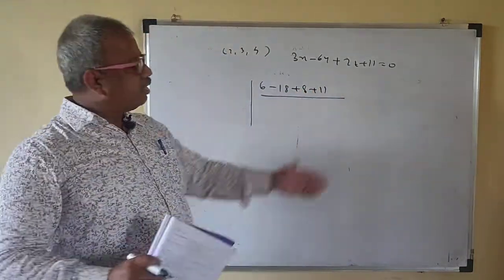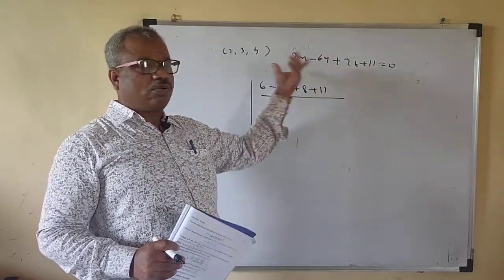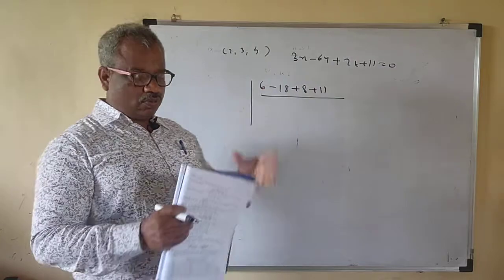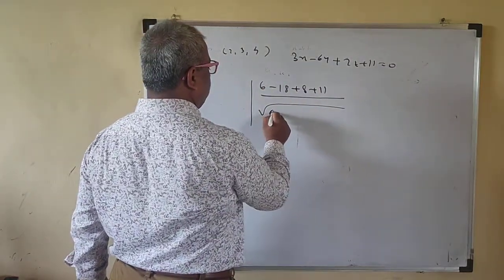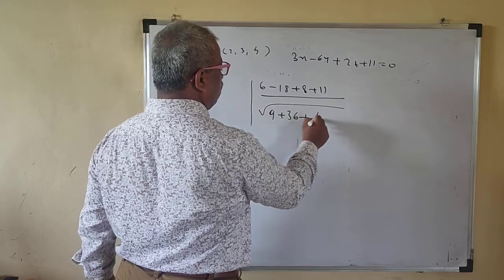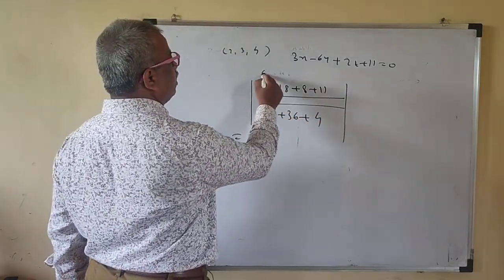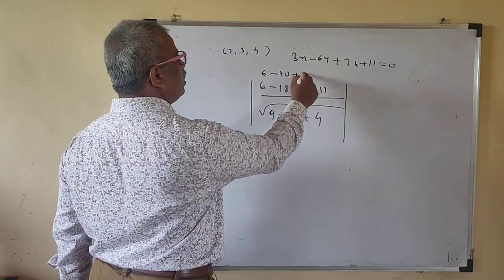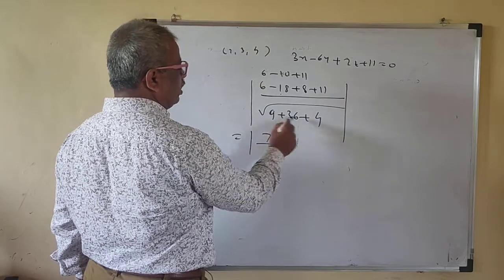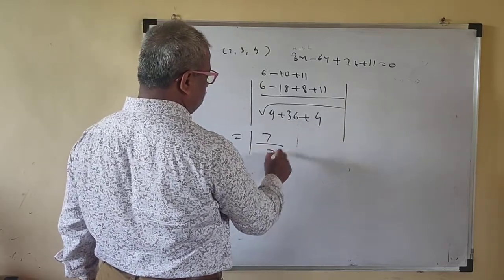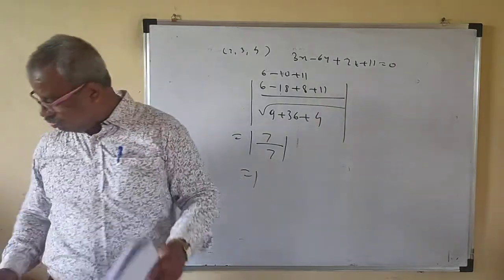You have to write the equation in the form of equal to 0. If you want to find the perpendicular distance of a point from the plane, you have to write the equation of the plane in equal to 0 form. Then the root of the squares of the coefficients: 9 plus 36 plus 4. So 8 minus 10 is minus 10 plus 11, which is 1. Then this is 7, and 49 is 7 squared. This will be 1. Your distance is 1.